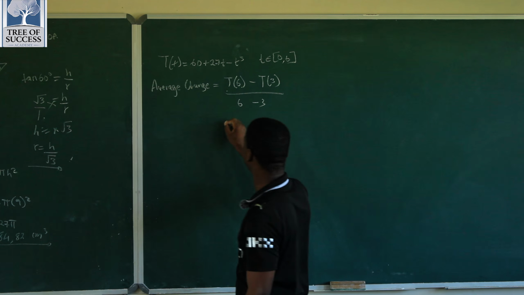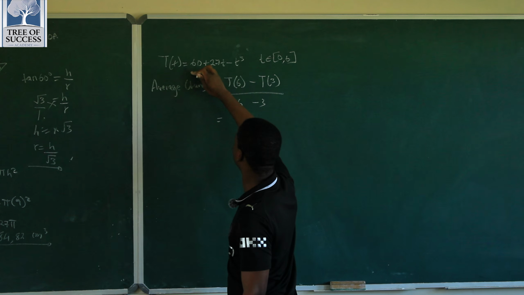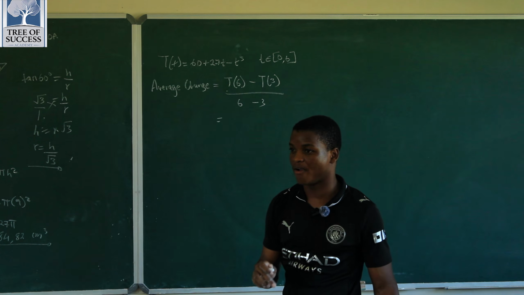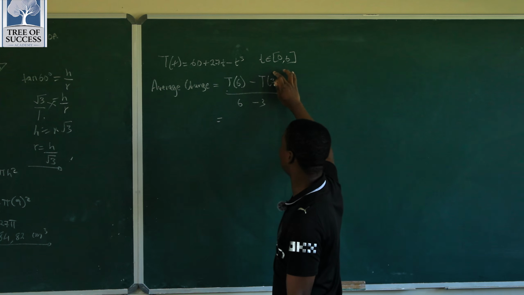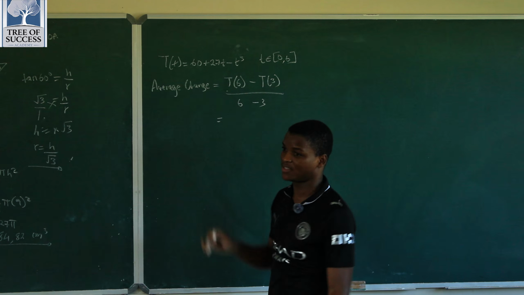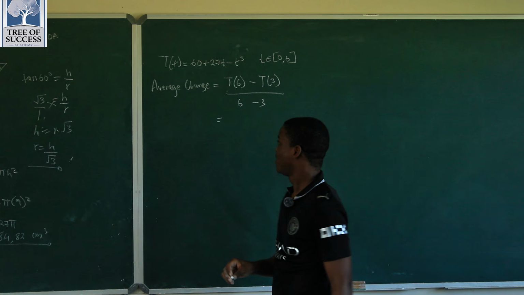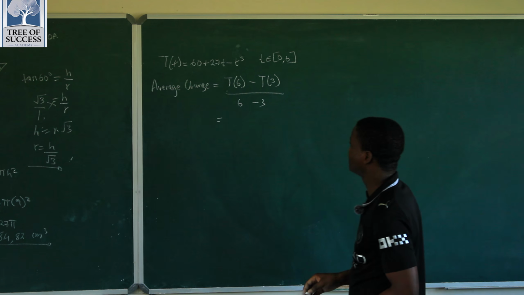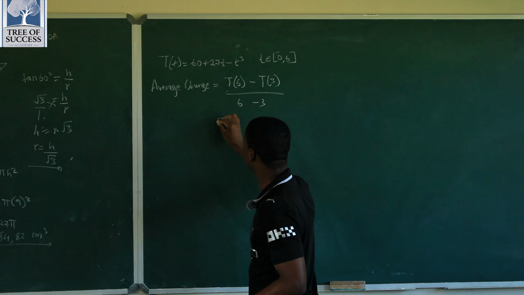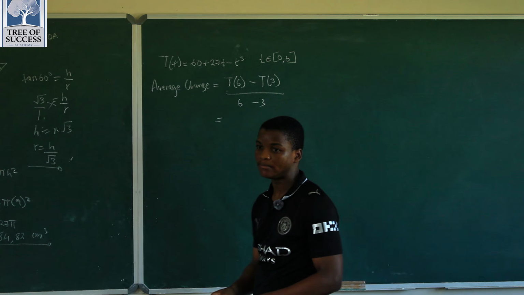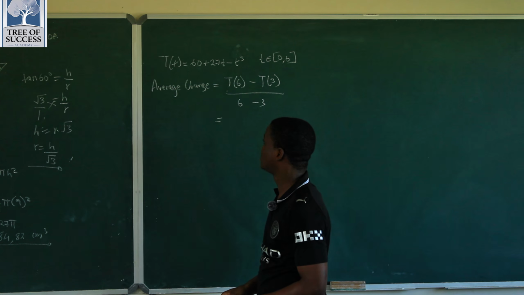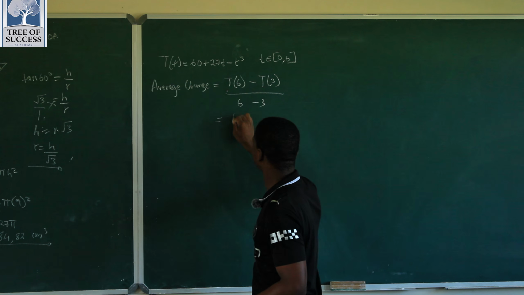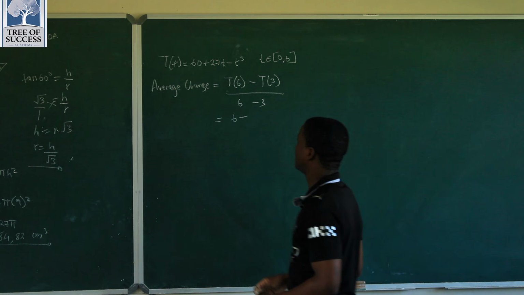What is T at 6? So you just substitute 6 where there is t, right? What is T at 3? You'll just substitute 3 where there is t, right? Okay, what is T at 6? Guys, use your calculators. What is T at 6? It is 6. What is T at 3?